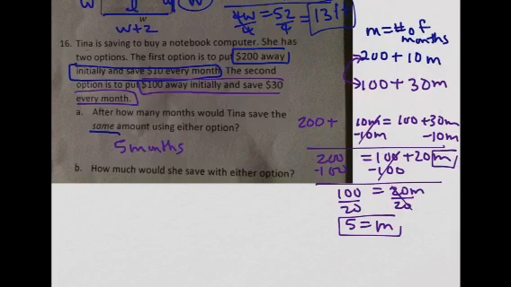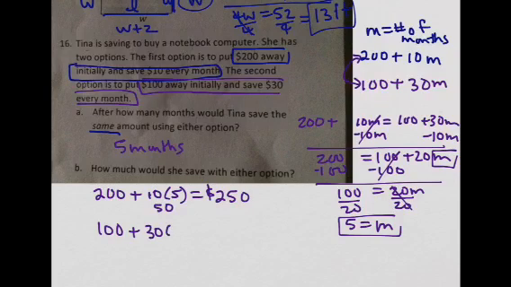And then it says how much would she save with either option, right? Because it's the same amount of money. So in 5 months, 200 plus 10 times 5, that's 50 right here, so that's $250. And again, just to verify, the other option, 5 times 30 right here, that's 150, and this is 100, so that's going to be $250. So she would have saved $250 with either option.